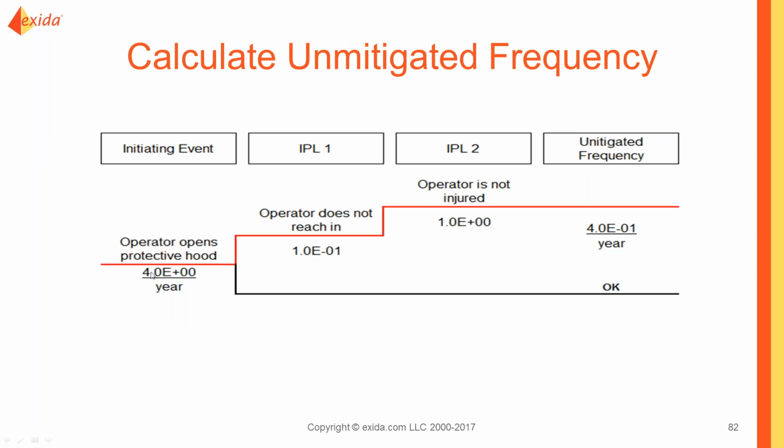And here we would say, here's our 4 times per year times operator doesn't reach in, 0.1, but the operator would be injured, isn't injured, we're not taking any credit for. And so now we have 0.4 times per year, or every 2.5 years, we get an injury without any additional safeguards.